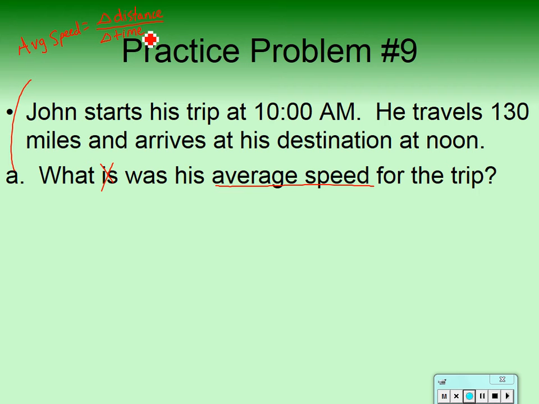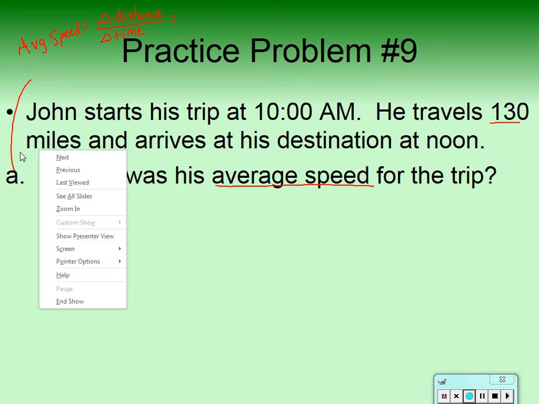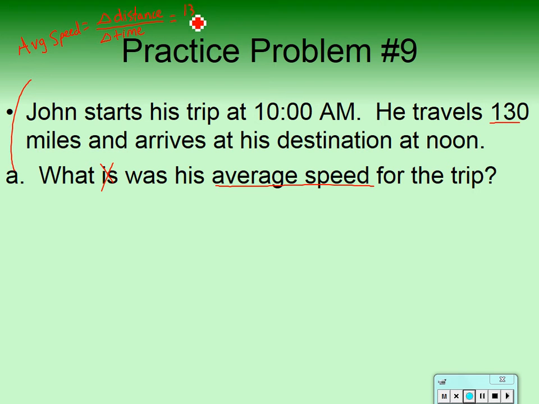So the delta distance, remember, means final minus initial. What was his final distance? It says he travels 130 miles, so 130 is going to be his final distance. His initial position was 0, so I'm just going to say minus 0, divided by the change in time.